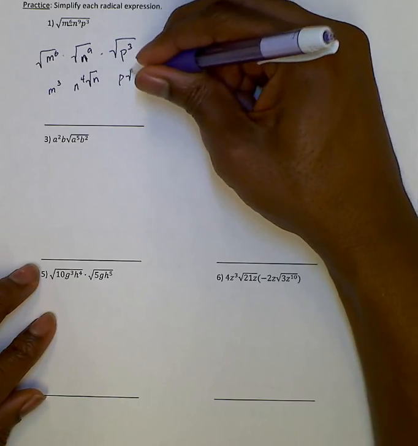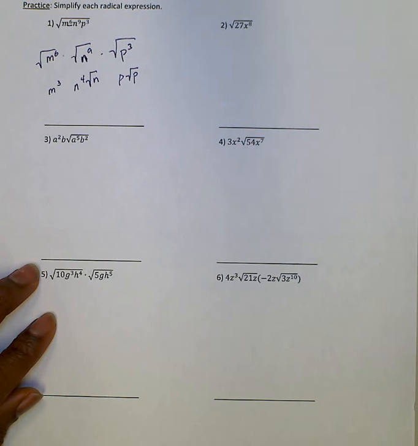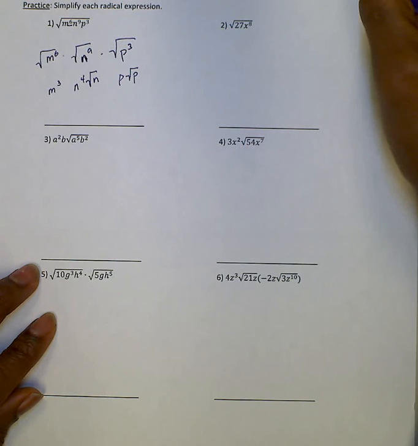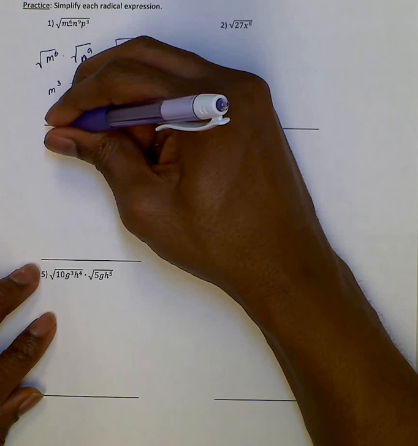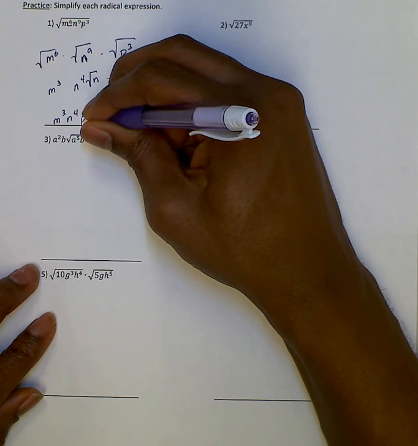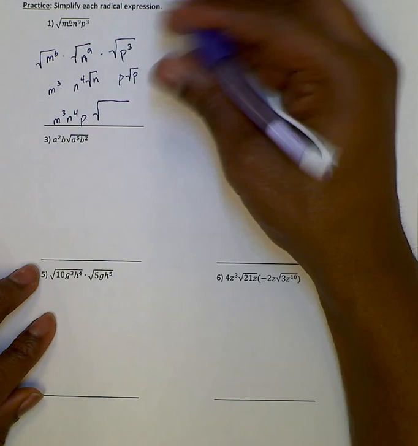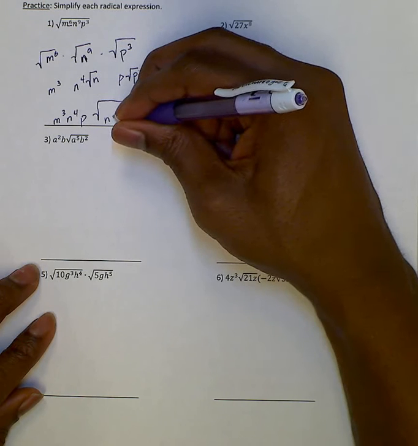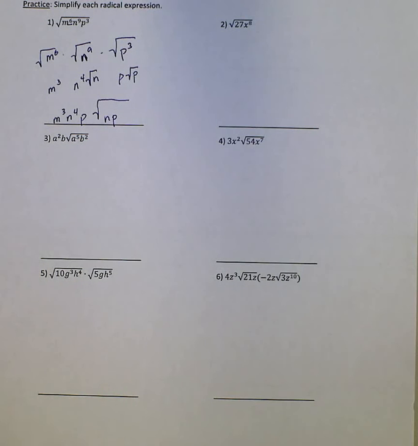with 1 left over. And now what I'm going to do is take all the numbers to the outside, and multiply them together. M cubed, n to the 4th, p. And then the numbers that were left underneath the radical, I'm going to multiply together, n, p. And that's my answer. Okay, so we can do that with mixed variables.